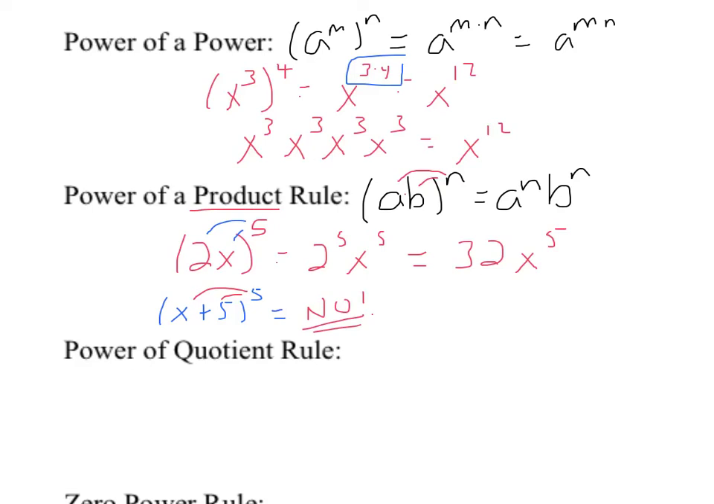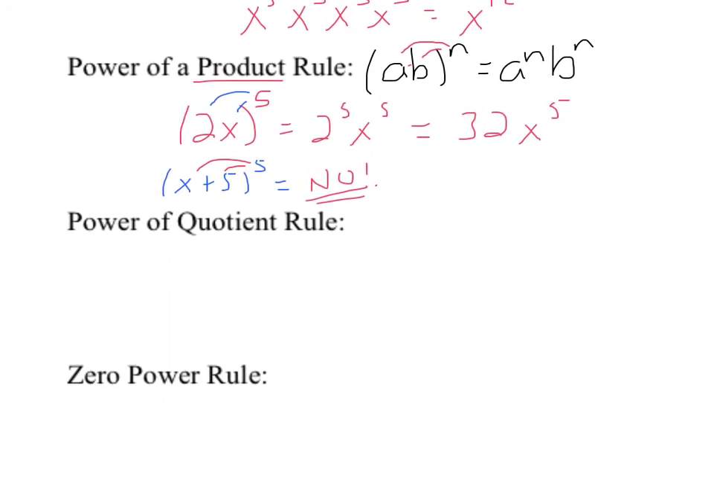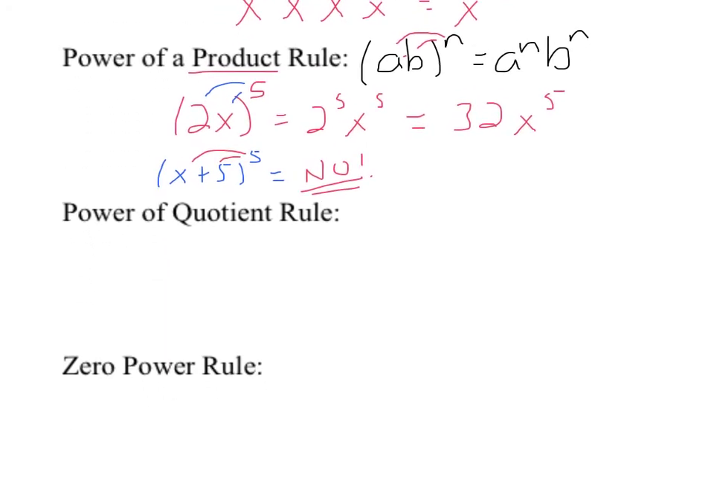Last one, quotient rule. Quotient means division. So now we're talking about, instead of a multiplication or a product going on inside the parentheses, now we have a quotient or a division. Same rule applies though. Distribute. We get a to the n over b to the n.